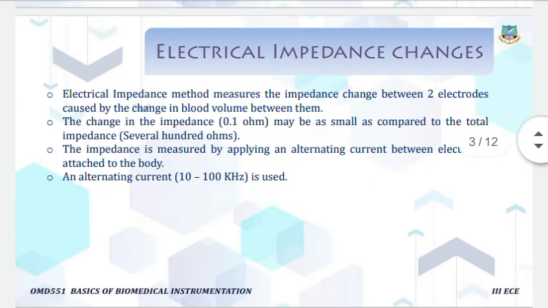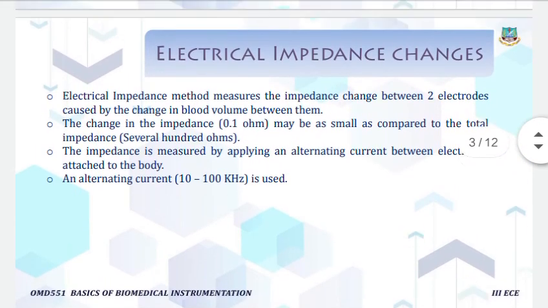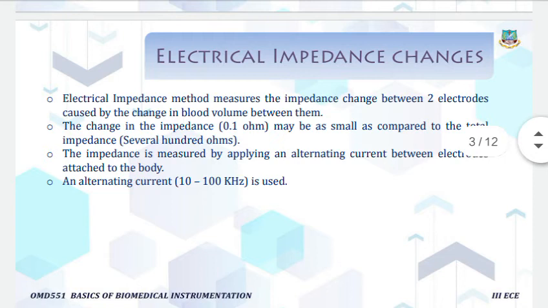First one, electrical impedance change. In this method it measures the impedance change between the two electrodes caused by the change in blood volume between them. This impedance change will be small as compared to the total impedance.